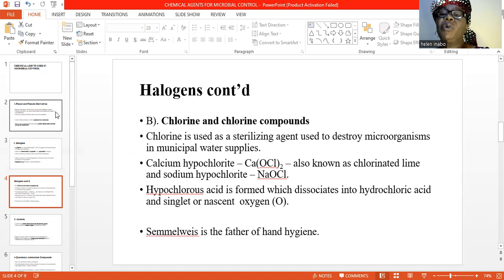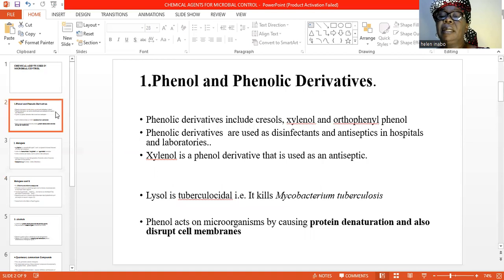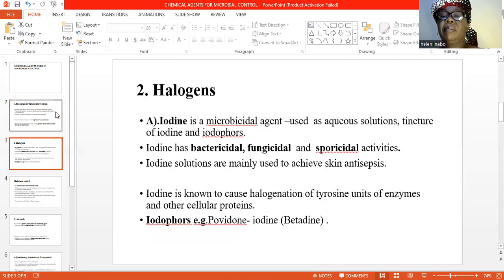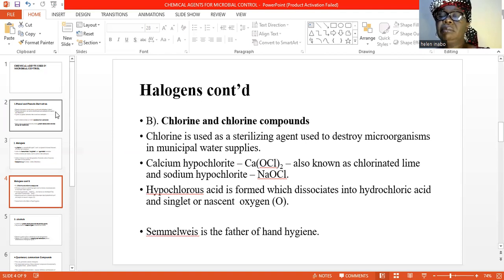In solution, hypochlorous acid is formed, which dissociates into hydrochloric acid and singlet oxygen. Now, this singlet oxygen is known to oxidatively destroy cells, microbial cells.